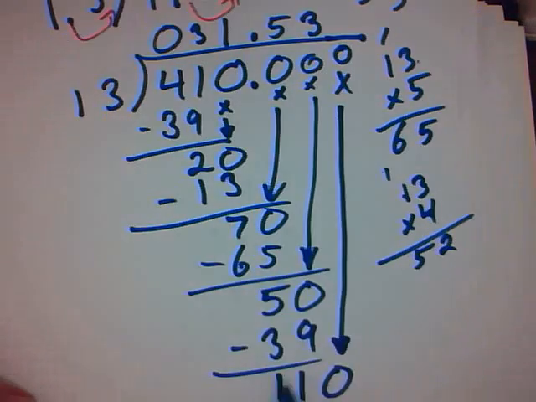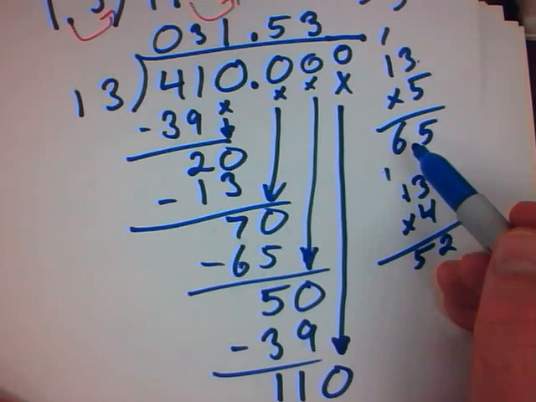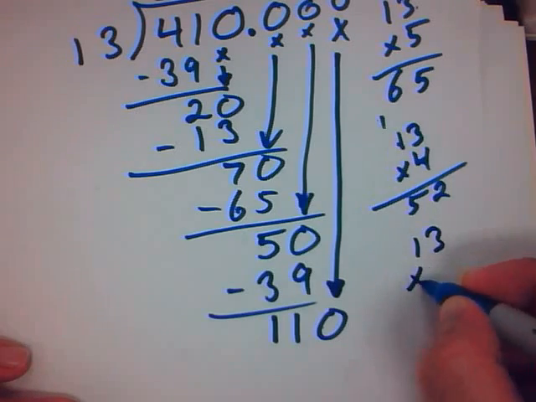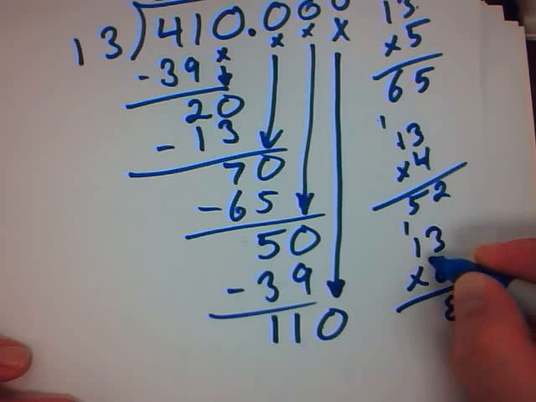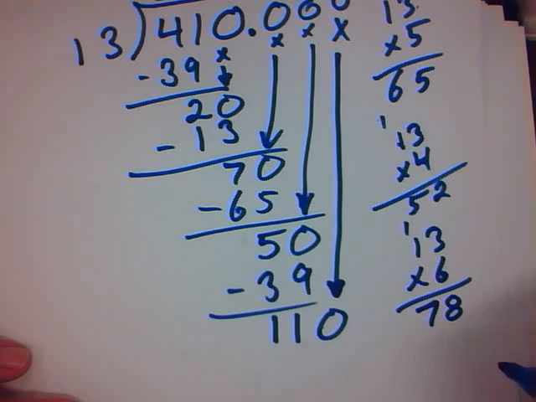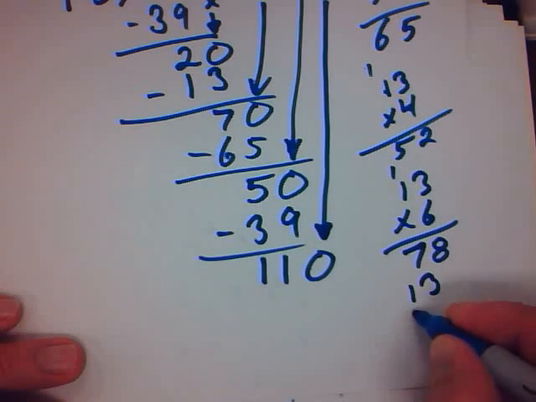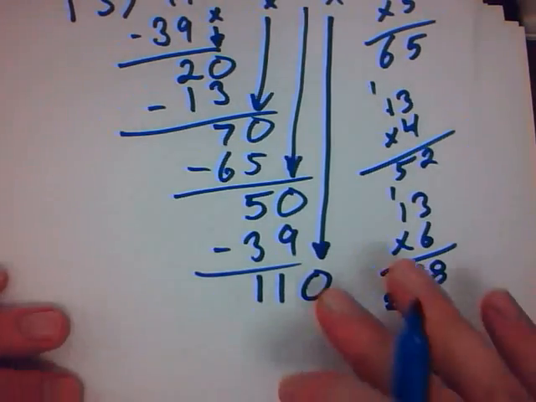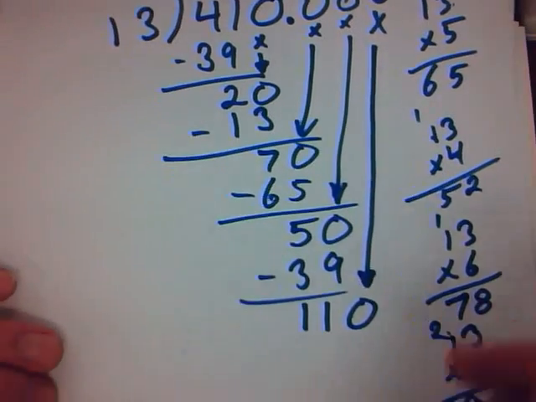All right, so I have 110. How many times does 13 go in? Well, 65 is probably too low. I'll try 6. I think 6 might work. 6 times 3 is 18. Carry the 1. 6. That's going to be 78. I better try 7 too, just in case. 21. Carry the 2. 91. Oh, that's much better. All right, so that's going to be a 7. So I have a 7 here. And then I have a 91 down here.